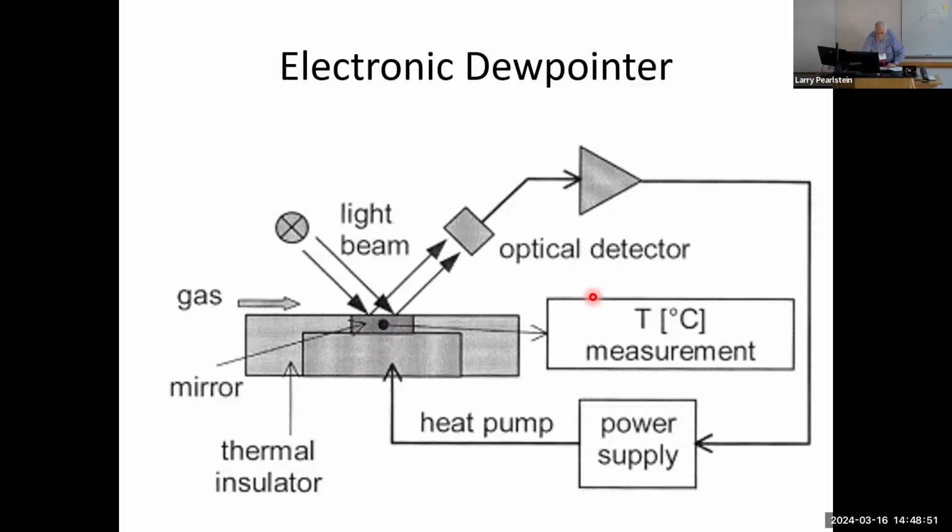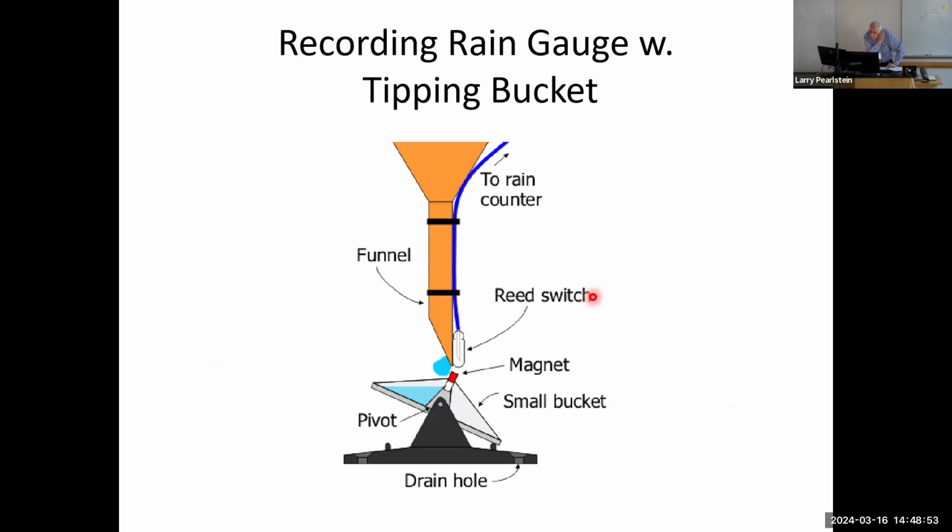Rainfall, the answer is fairly simple. It's a rain gauge with a tipping bucket. You've got this little bucket, which is on a seesaw-like structure, and the rain comes down the funnel, fills this up, and it flips down. This side flips up and starts filling up, and it cycles back and forth and back and forth.